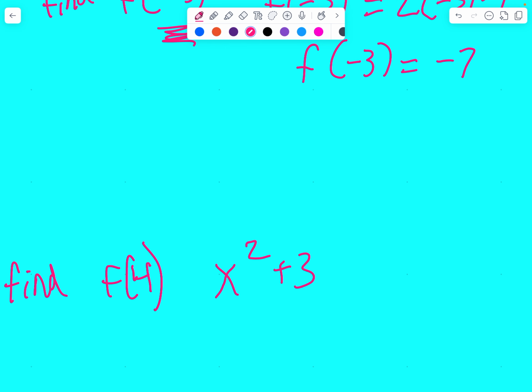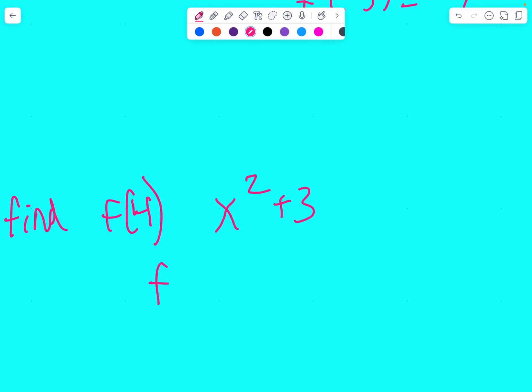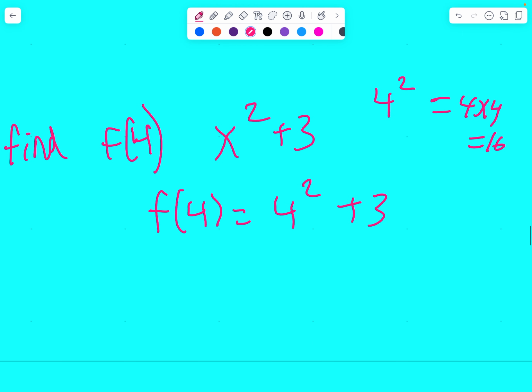So I'm going to plug in 4. So I have f of 4 equals 4 squared plus 3. 4 squared is equal to 4 times 4, which is equal to 16. 16 plus 3 is 19. So you have f of 4 equals 19, you guys.